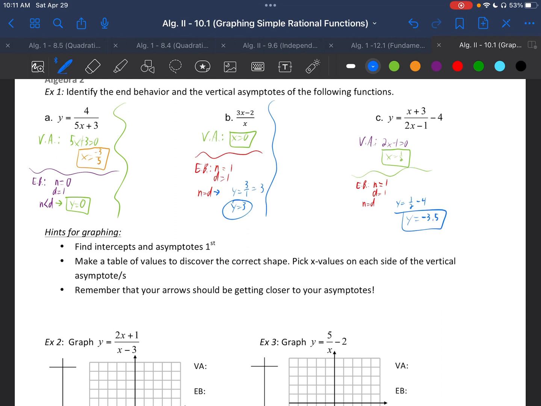All right, so now some hints for graphing. Find the intercepts and asymptotes first. So we've practiced finding the asymptotes. In order to find the intercepts, once again, we just set the opposite value equal to 0. So whether it's x or y, set the other one equal to 0. Then make a table of values to discover the correct shape, picking x values on each side of the vertical asymptotes. So you plug in x's and get out y's. And then remember that arrows should be getting closer to your asymptotes, not necessarily farther away.